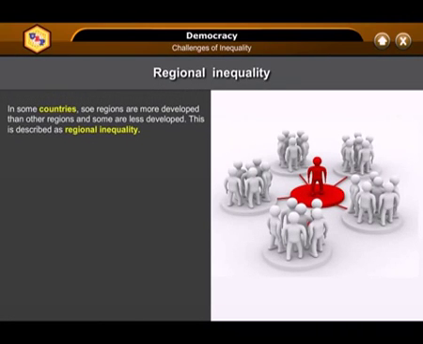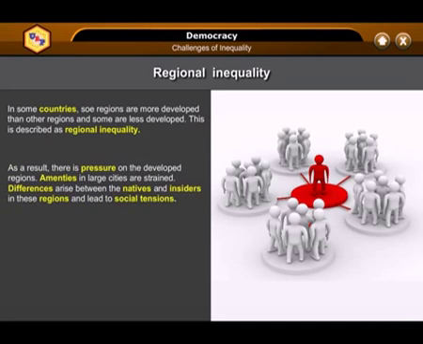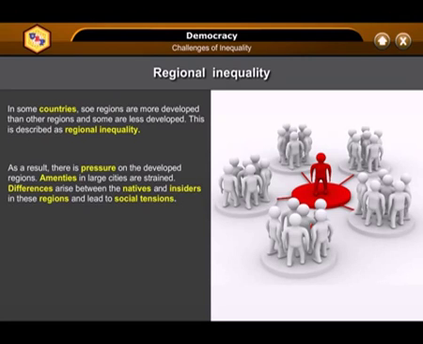Regional inequality. In some countries, some regions are more developed than other regions, and some are less developed. This is described as regional inequality. As a result, there is pressure on the developed regions. Amenities in large cities are strained. Differences arise between the natives and insiders in these regions and lead to social tensions.